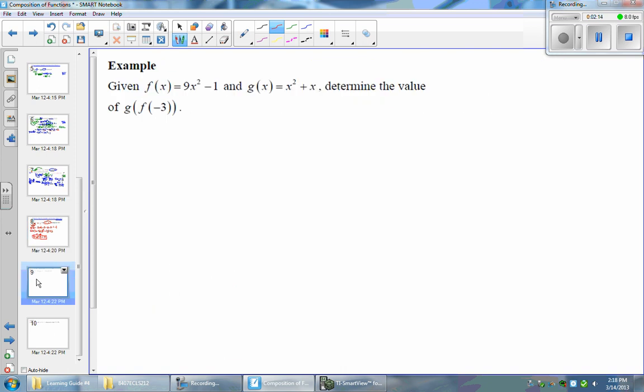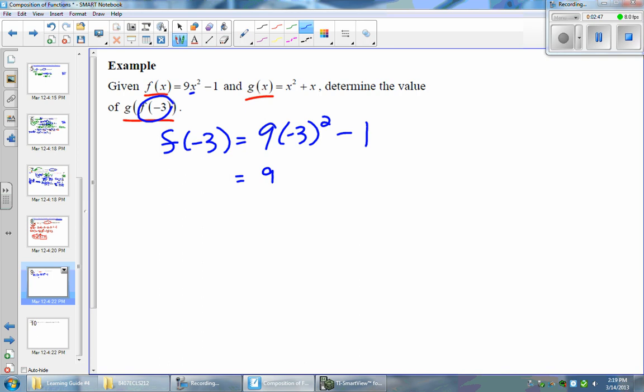Let's take a look at another one here. Given our two functions f of x and g of x, we want to find the value of g of f of -3. So just like in the last example, you're going to evaluate what's inside the composition of functions first. And what's inside is f of -3. So wherever you see an x in your f function, you're going to replace it with a -3. So we have 9 times -3 squared minus 1. Okay? 9 times -3 squared gives you positive 9 minus 1. This is 81 minus 1, and so I have a final value of 80.